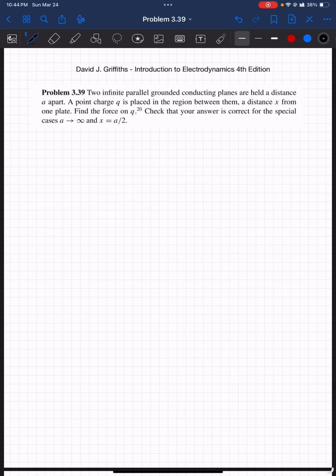The second part of the question is checking our answer and seeing that it is correct for the special cases a approaches infinity and the distance x is equal to a over 2. To begin, I'll just draw a simple diagram or figure of our two planes. So we have our first and our second planes. These won't be exactly to scale, but then again, no variables are given. So they are placed a distance a apart.